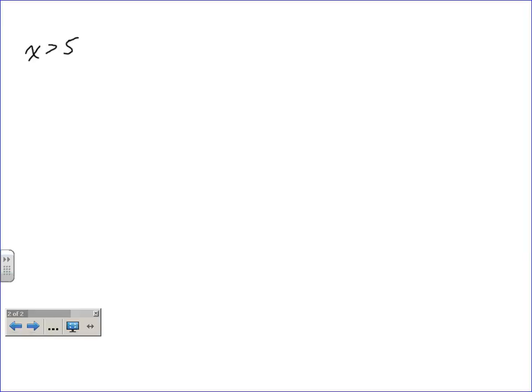I think that's real easy to read. X is greater than 5. Putting that on a number line is no big deal. But if I had, Zach, how would you read that? 7/3 is less than y, and how would you graph it?